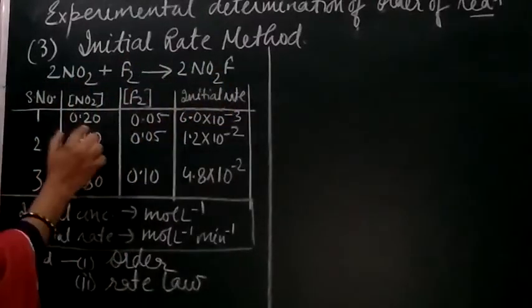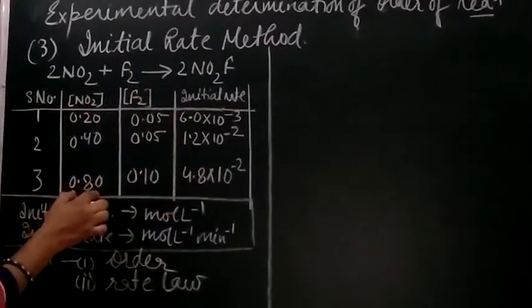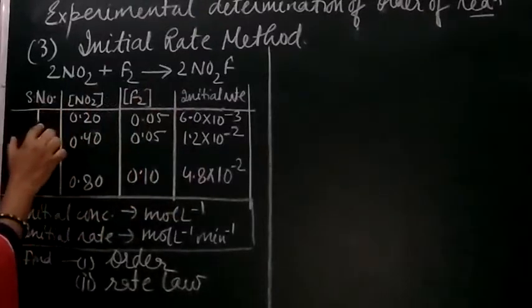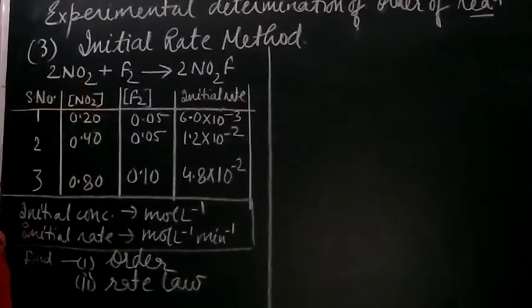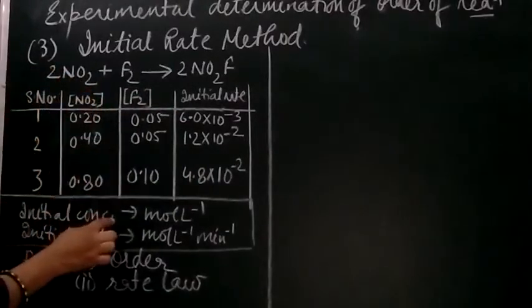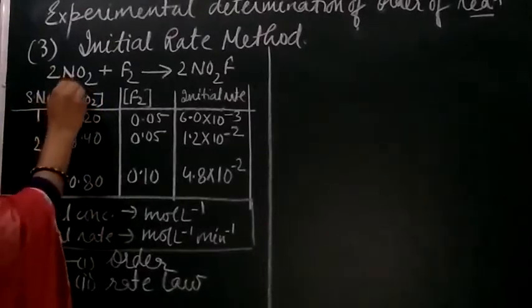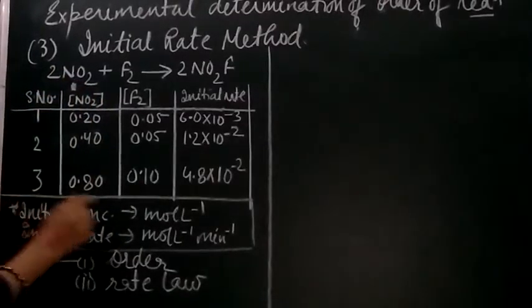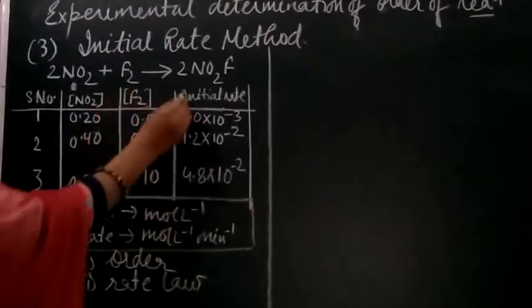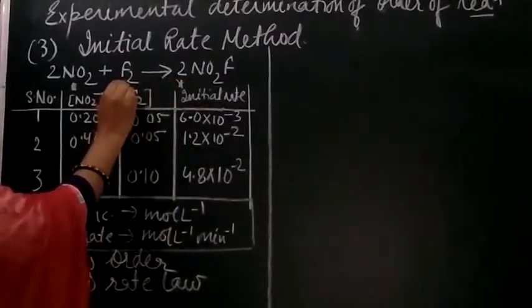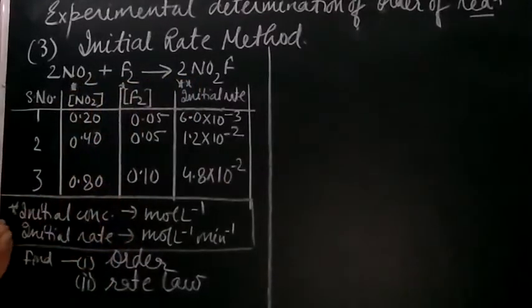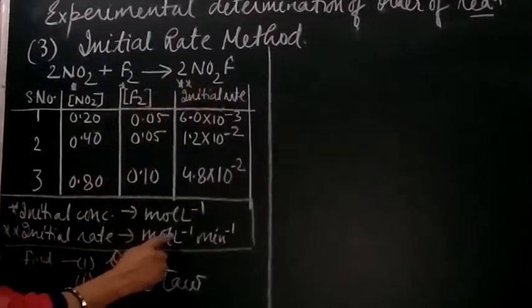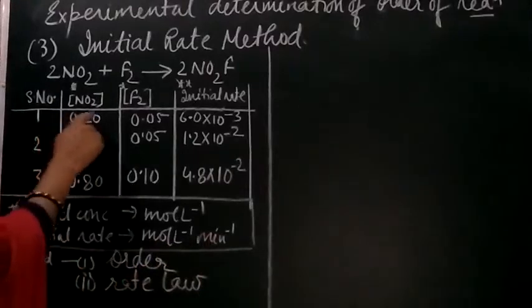Right, this is the reaction, and this is the table of the data which we have obtained. Here, first we have the initial concentration. The space was not sufficient, so I expressed it here: this is the initial concentration of NO2, in moles per liter. Same here, there is also the initial concentration of fluorine in moles per liter, and the two stars mark the initial rate, expressed in moles per liter per minute. So we have obtained this table.